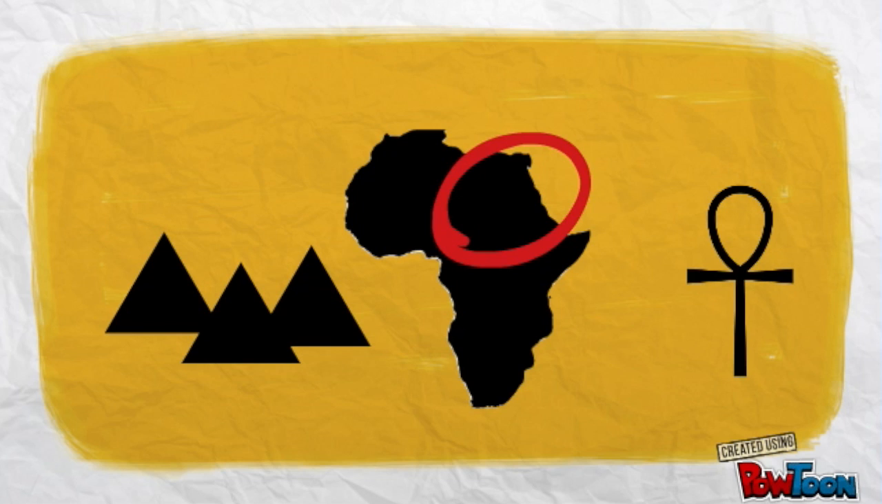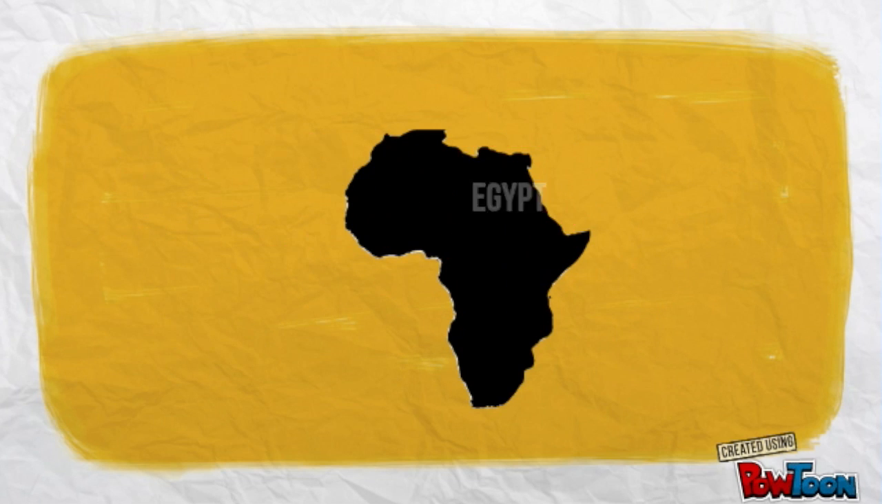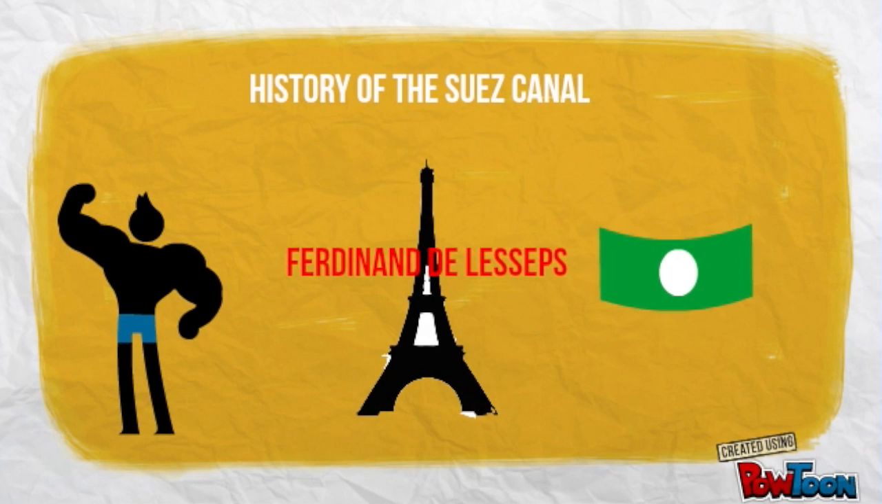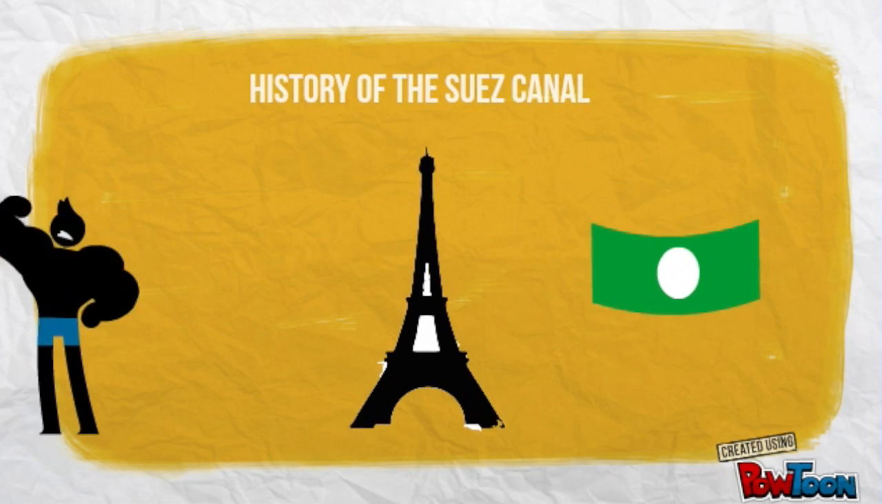Give up? It's Egypt. The Suez Canal was opened in 1869 by Ferdinand de Lesseps, a French businessman. France at the time wanted to make money and flex its colonial muscle. It's located in the northeast corner of Egypt.